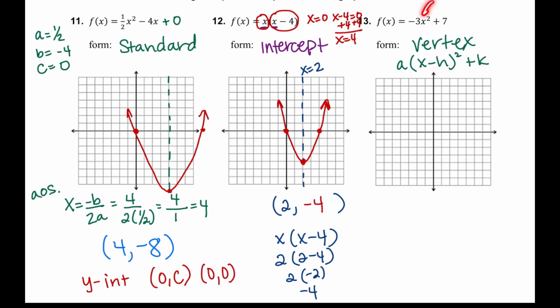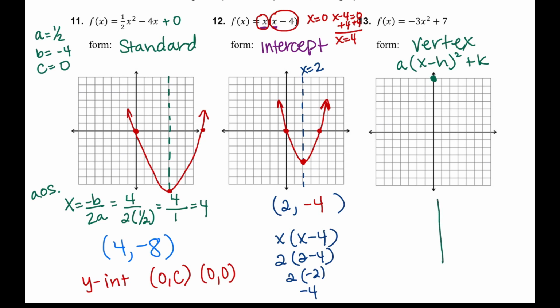Now if you look in here, there is not any number with that x. So if there's not a number, that means it didn't shift left or right at all. The only thing it did was go up 7. So we're going to start at 0, 0, and then go up 7. And we put our vertex right there.